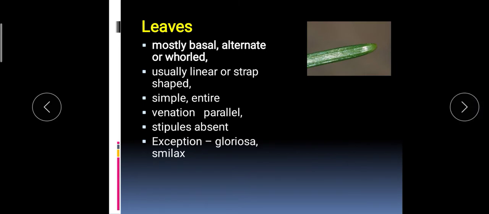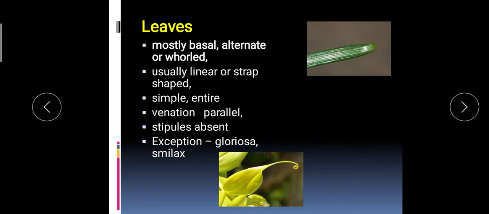And there are exceptional cases like two plants. One is Gloriosa and another one is Smilax. That you have to remember in this case. In Gloriosa, the leaf tip is modified into a tendril, and in Smilax, it has reticulate venation.